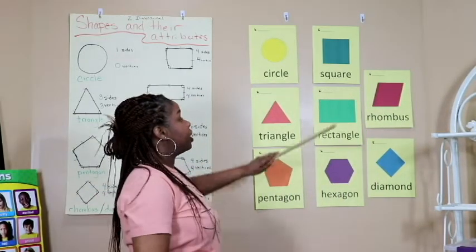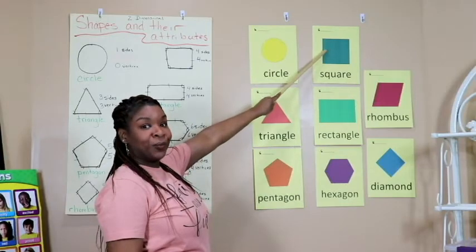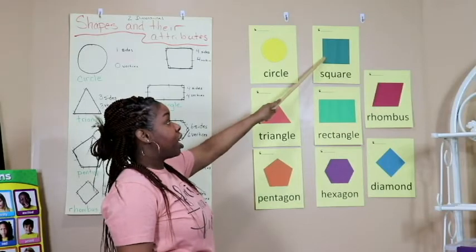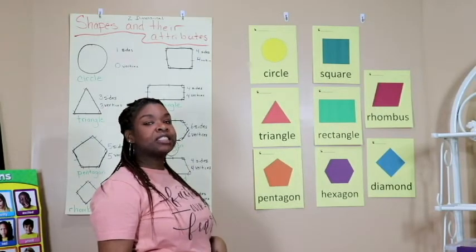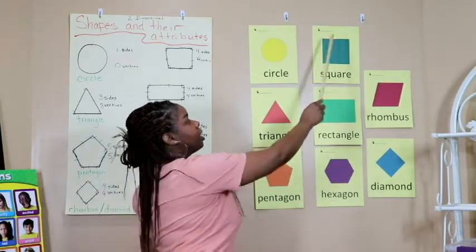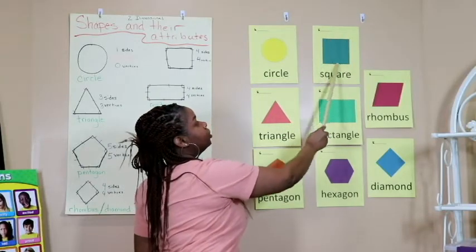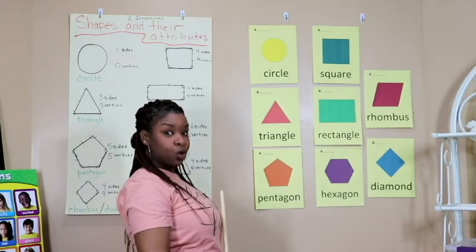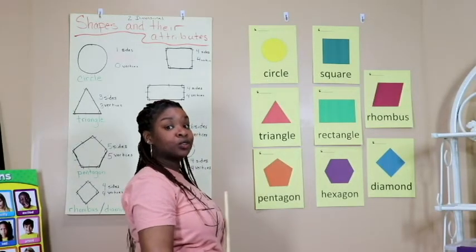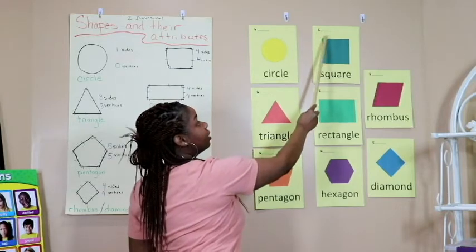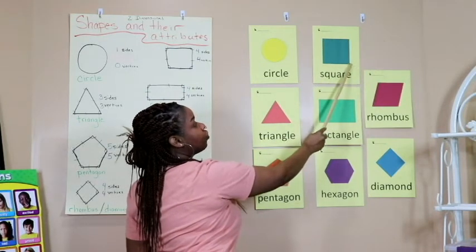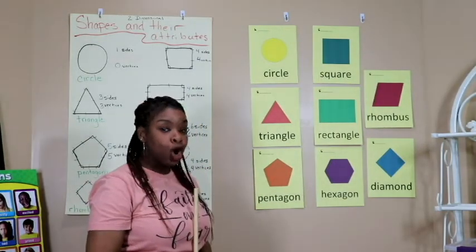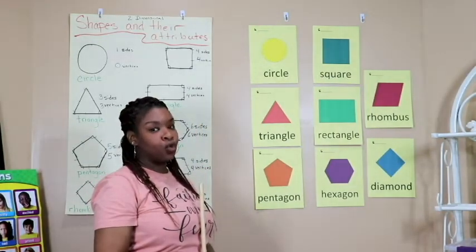So let's look. We have our square. Say square, square. Now we're going to first count the sides on the square. Let's go. 1, 2, 3, 4. Now we're going to count the points or the vertices on the square. 1, 2, 3, 4. So a square has 4 sides and 4 vertices.